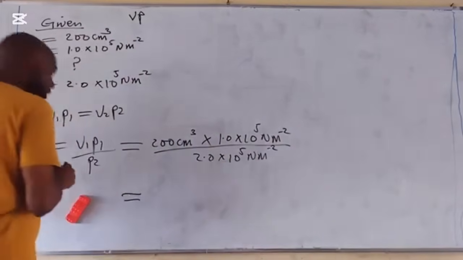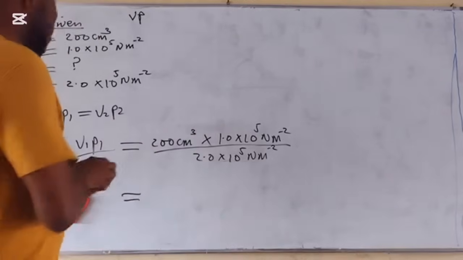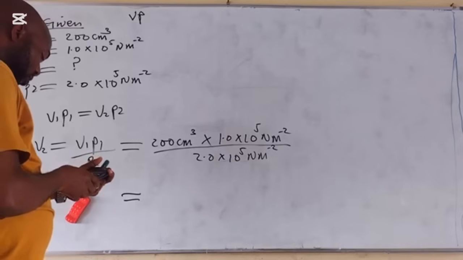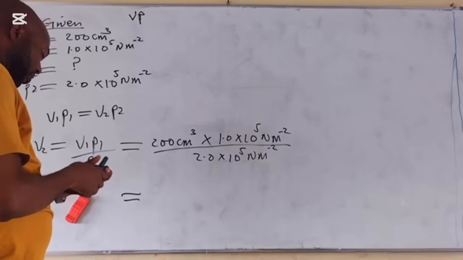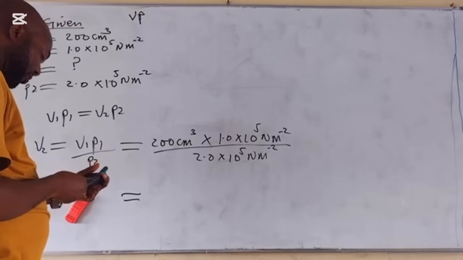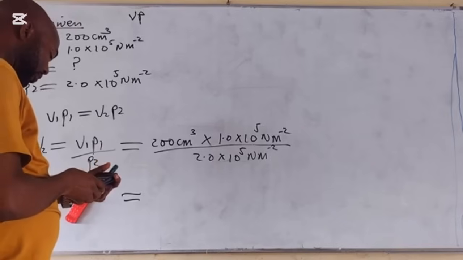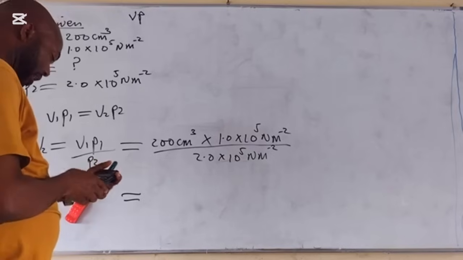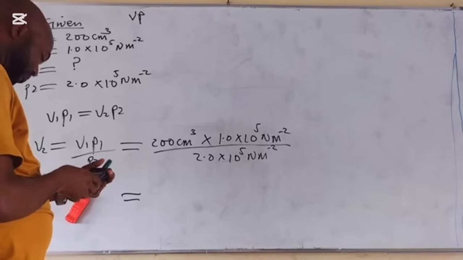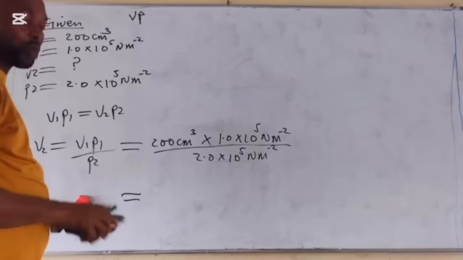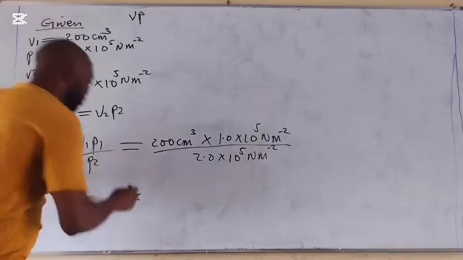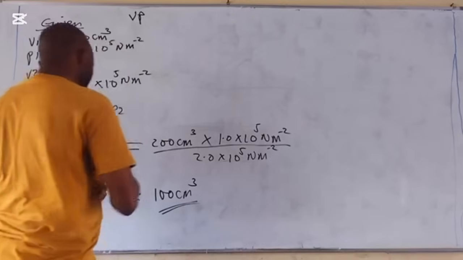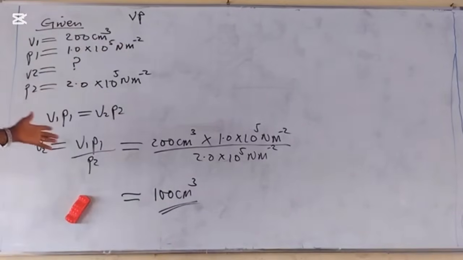So, when we use our calculator, we see what we get. So we have our 200 times 1.0 times 10 raised to the power 5, divided by 2, also divide by 10 raised to the power of 5. So that is 100. So our V2 is 100 cm3. So that is it about the first question.